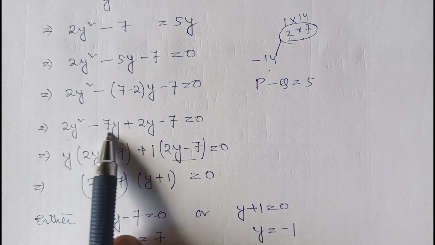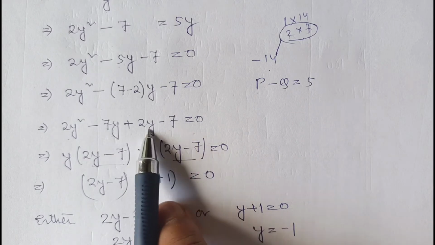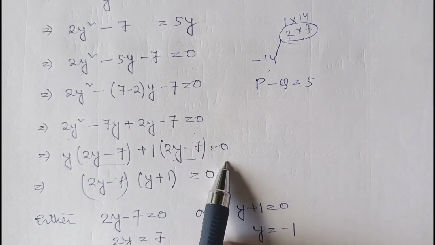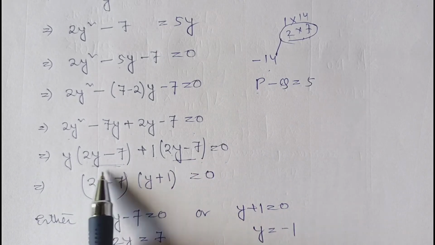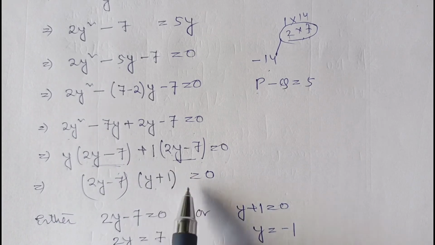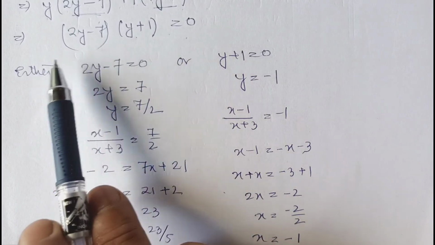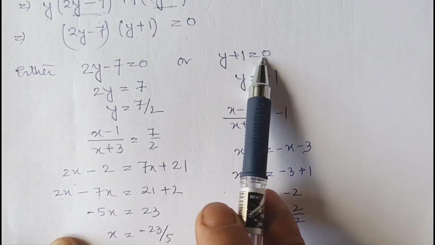From first two I can take y common, it will be y into (2y minus 7). From last two other than 1 nothing is common, so if I take 1 common it will be 1 into (2y minus 7) equals to 0. Since it is the same term, (2y minus 7) again can be taken common, so we are left with (2y minus 7)(y plus 1) equals to 0. Since product of these two terms equals to 0, either 2y minus 7 equals to 0 or y plus 1 equals to 0.